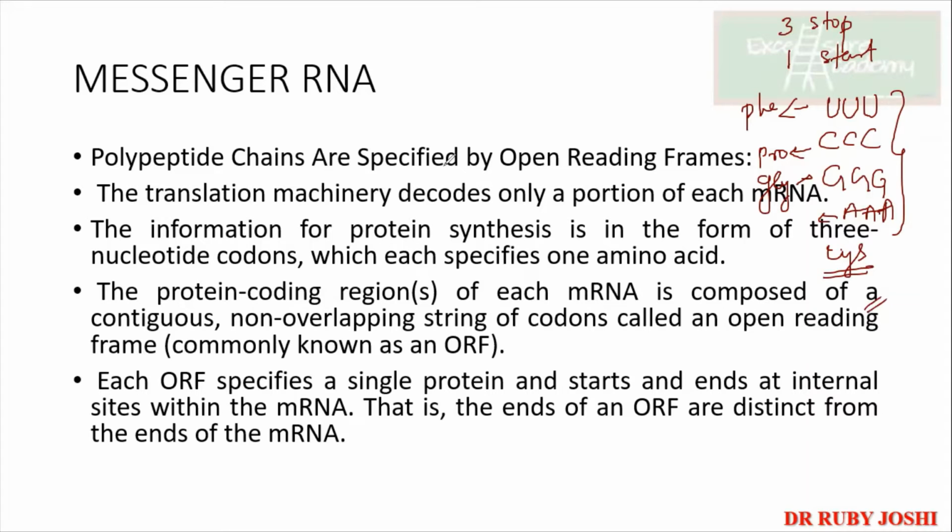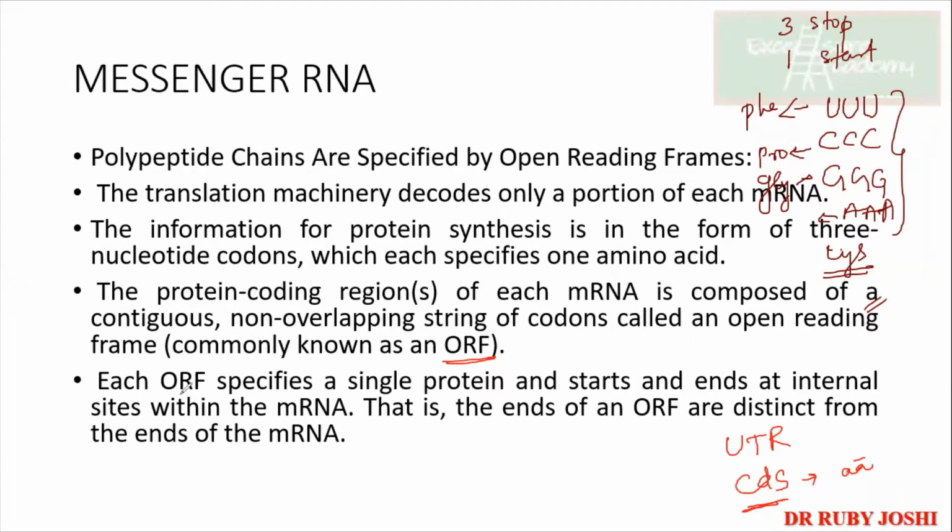So the protein coding regions of each mRNA is composed of contiguous non-overlapping string of codons called open reading frame, which is commonly known as ORFs. Now, in most of the cases, आपको भी ऐसे दिखेगा. So you know what is UTR region, you know what is CDS region. ठीक है, UTR क्या हो गया आपका untranslated region. In the case of the transcription, we have seen 5' UTR and 3' UTR, correct? CDS क्या हो गया आपका coding sequences. Okay, it is coding sequences.